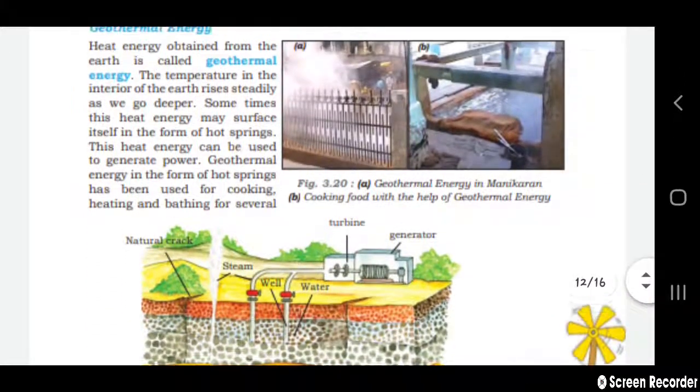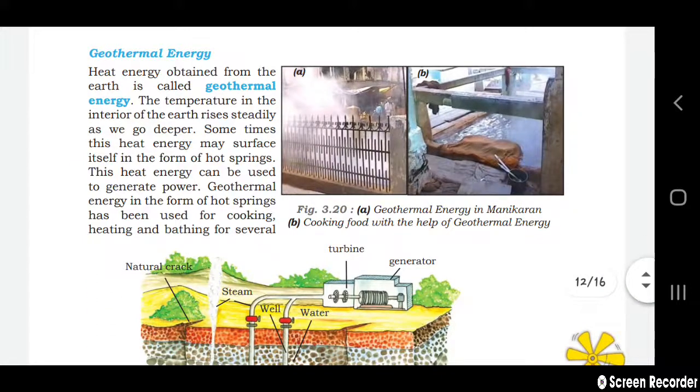Next is geothermal energy. Heat energy that is obtained from the earth is called geothermal energy. The temperature in the interior of the earth rises steadily as we go deeper, more and more. Sometimes this heat energy may surface itself in the form of hot springs, and this heat energy can be used for generating power.